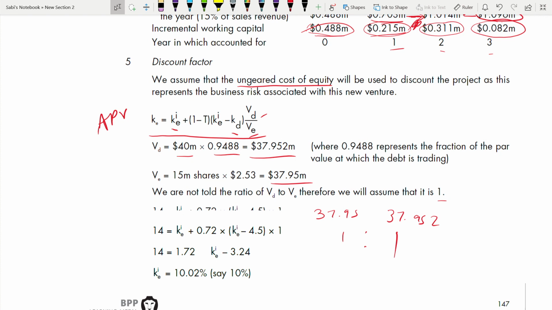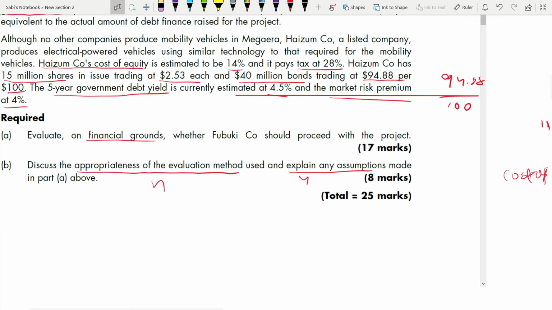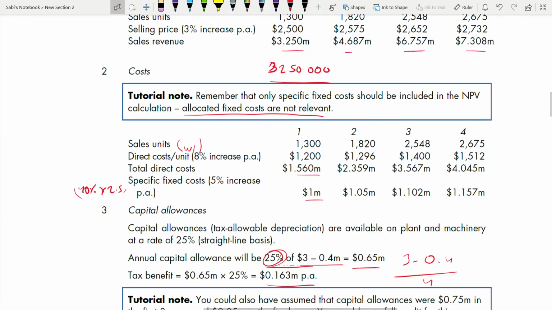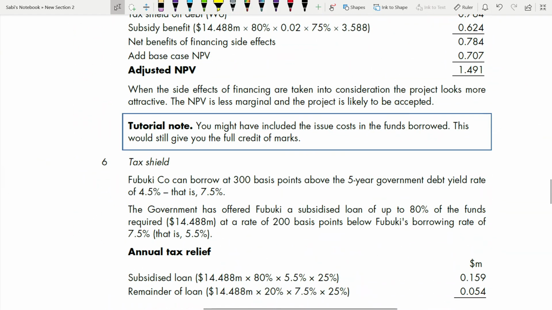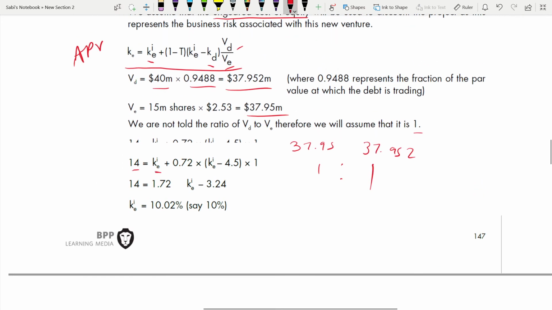Okay. So now we have the cost of geared equity, 14%. Hazem's cost of equity is estimated to be 14%, right? So that cost of equity you have to take, that is geared. So that 14 you have to take here, this only you have to find, KEI. Then you have to take the 1 minus T, tax is 28%. So 1 minus 28 is 72% into KEI, this we don't know yet. We have to find, that is cost of ungeared equity.